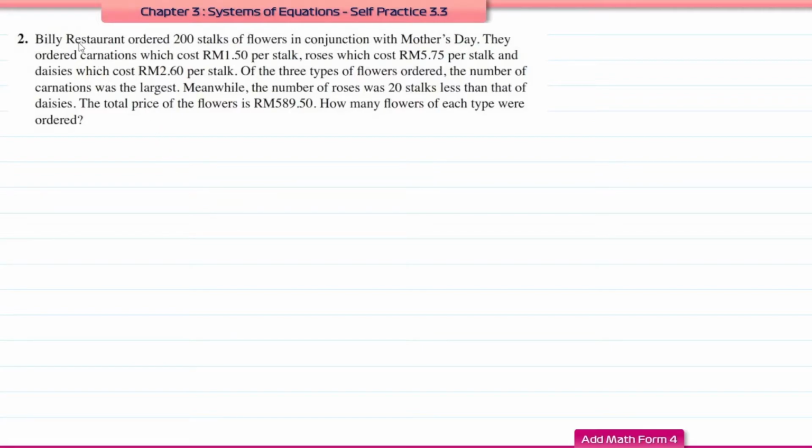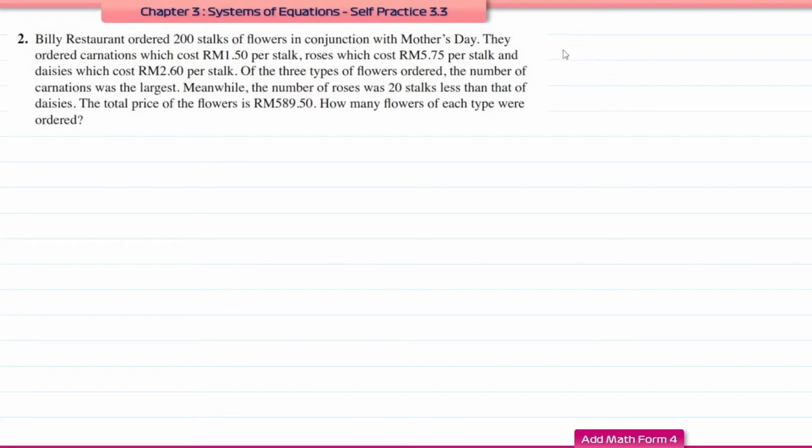Question number 2. Billy Restaurants ordered 200 stalks of flowers in conjunction with Mother's Day. They ordered carnation, which costs 1.5 ringgit per stalk, roses, which cost 5.75 ringgit per stalk, and daisy, which costs 2.6 ringgit per stalk. Of the three types of flower ordered, the number of carnations was the largest. Meanwhile, the number of roses was 20 stalks less than that of daisy. The total price of the flowers is 589 ringgit and 50 cents. So the question is, how many flowers of each type were ordered?